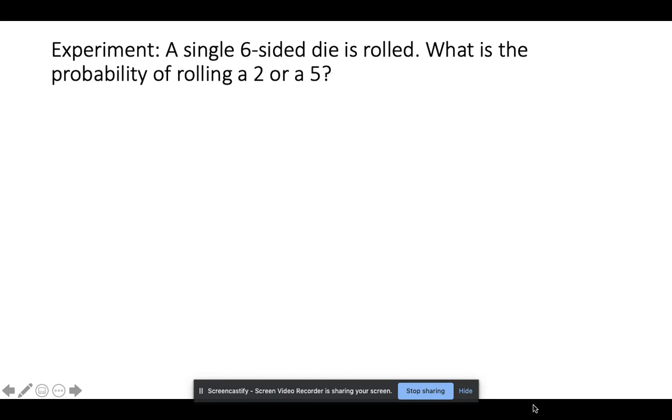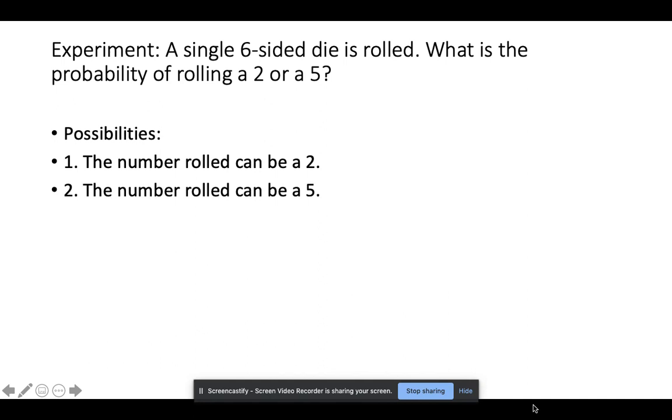So we'll start off just looking at a situation that we'll eventually find the answer to. An experiment: a single six-sided die is rolled. What is the probability of rolling a 2 or a 5? When we look at this problem, we start off looking at the possibilities. The number rolled can be a 2. The number rolled could be a 5.